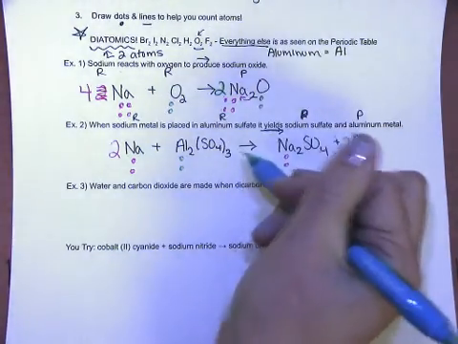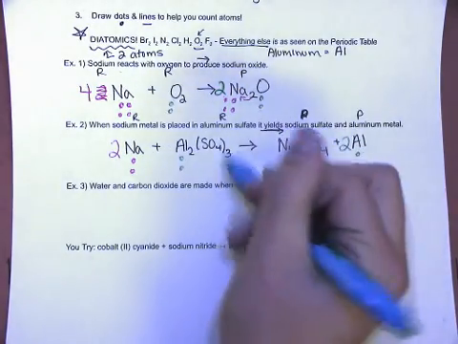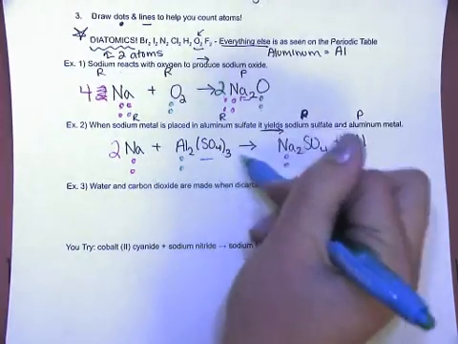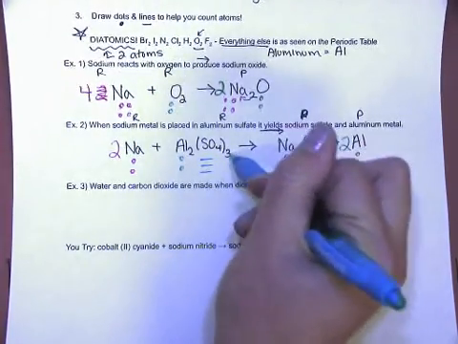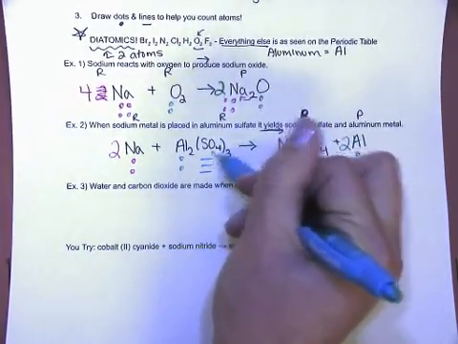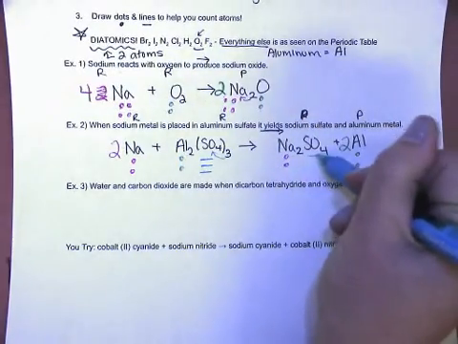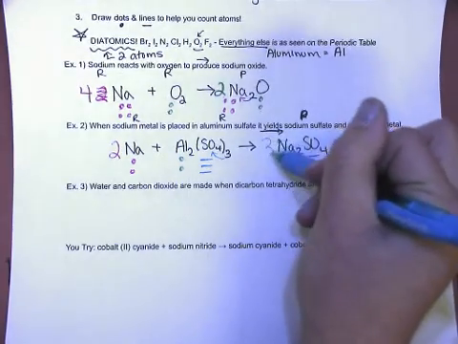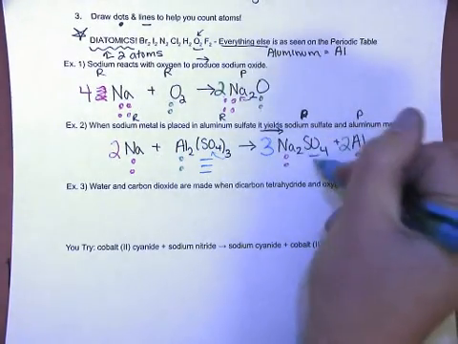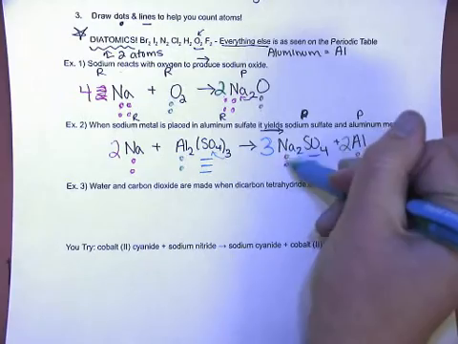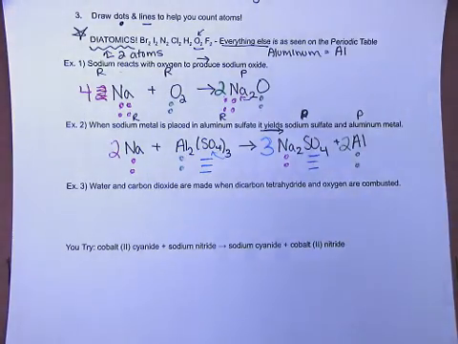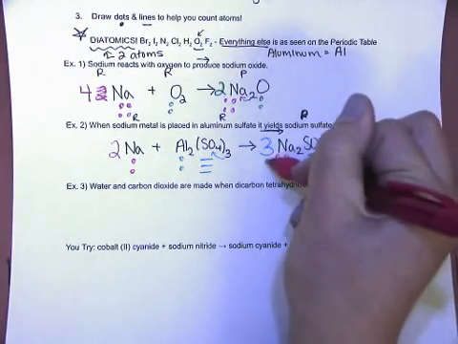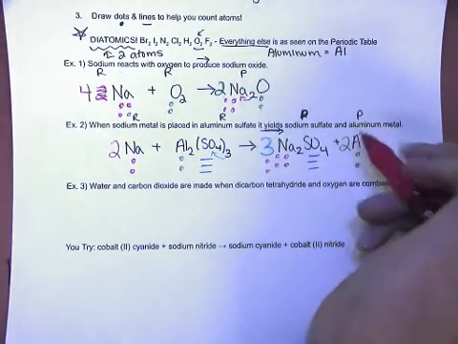Now polyatomics, we try to keep them together as much as possible. So we have sulfates on the left and on the right, so I'm going to count them as one thing. So 1, 2, 3 sulfates here, because 3 sulfates. 1 sulfate on the right. So to change that, I'm going to make this a 3 in front. So 3 here, and that's going to change my number of sodiums. So I add 3 times 2 means I have 6 sodium atoms on the right.